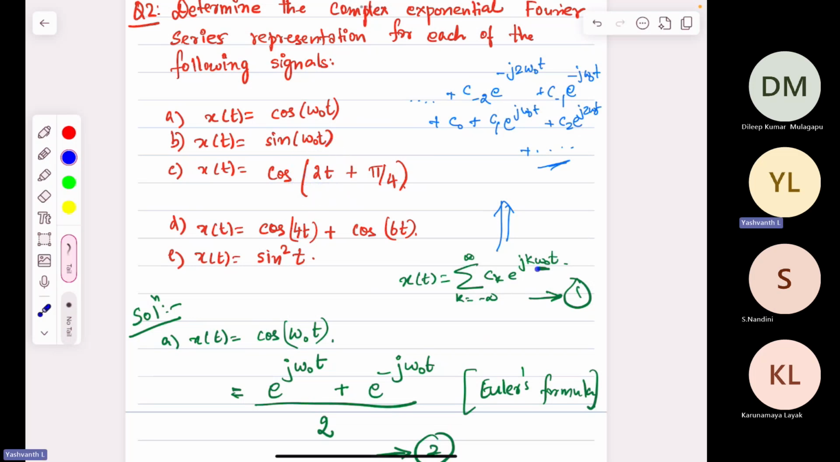Why? Because the omega naught in your complex Fourier series expansion is equal to 2 pi by t naught, where t naught is the time period. So your Fourier series representation is basically characterized by two things: one is the omega naught value and another is the Ck values. If you know Ck for all k and omega naught, then you know the Fourier series representation of your x of t. So for x of t equal to cos(2t plus pi by 4), we need to find the values of Ck and omega naught.